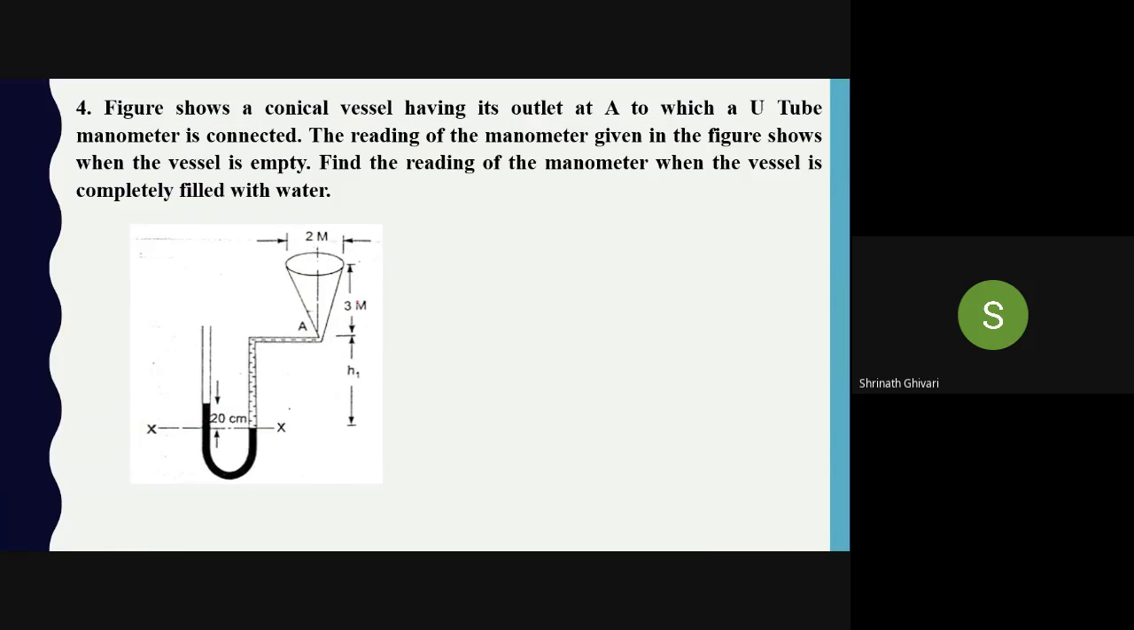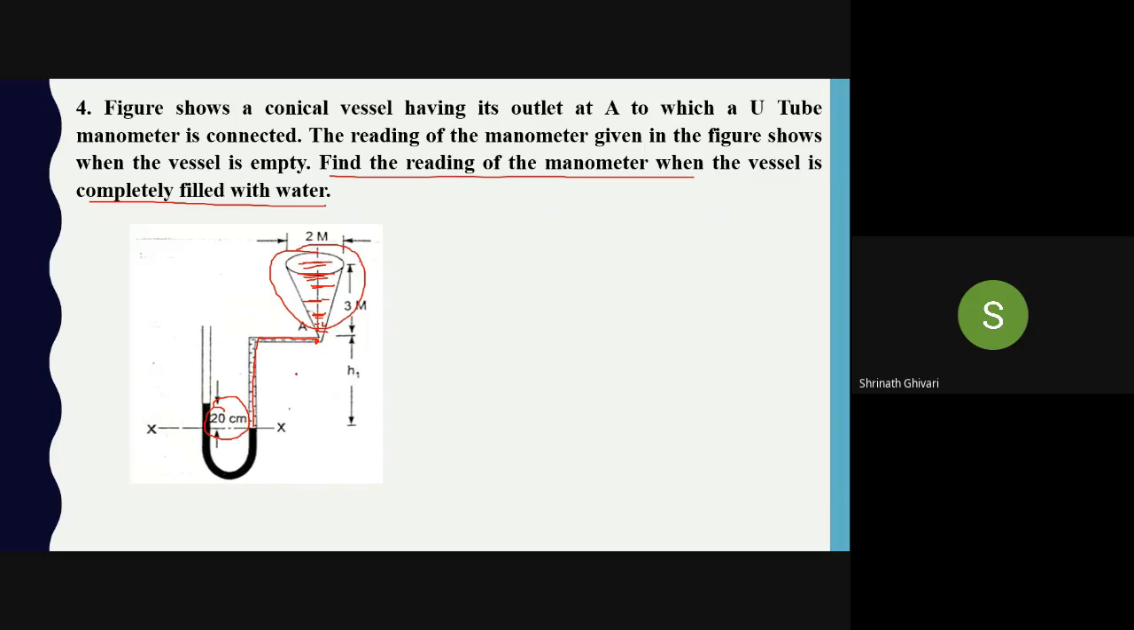So this is H2, 20 centimeter. Find the reading of the manometer when the vessel is completely filled with water. So what is happening is now abhi isme pani nahi hai. I'm not putting any water in this. There is water here at the base, so it is applying some pressure, and this pressure is rising up and the mercury is rising up, and you are finding out that H2 is 20 centimeter. Now you have to find the reading of the manometer when I completely fill this funnel or conical vessel with water. When I completely fill this conical vessel with water, what will be the pressure rise? You have to find that.